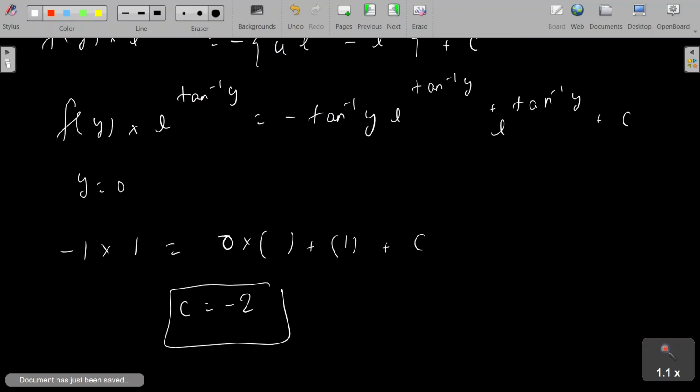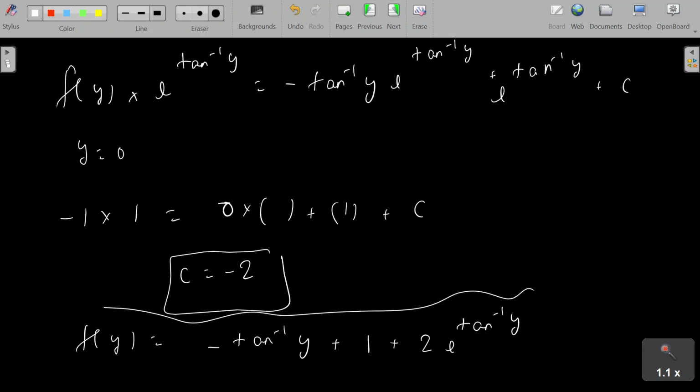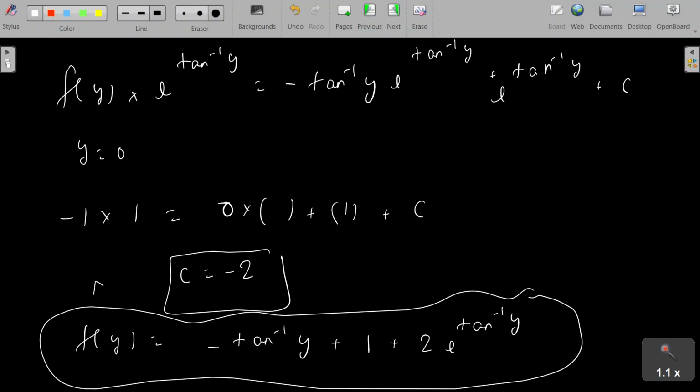So let us divide by e to the power tan inverse y. So what you got is c is minus 2. So f of y is equal to minus tan inverse y plus 1 plus 2 e to the power tan inverse y. Right, that is the final answer to this problem. Minus tan inverse y plus 1 minus 2 e to the power minus tan inverse y.